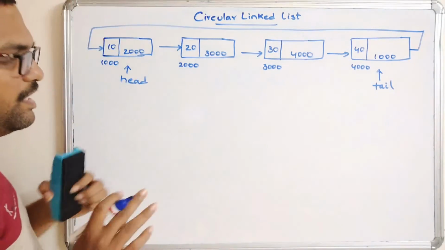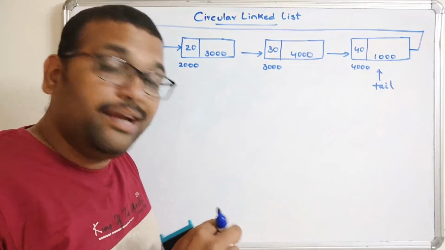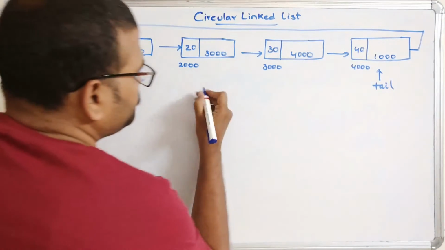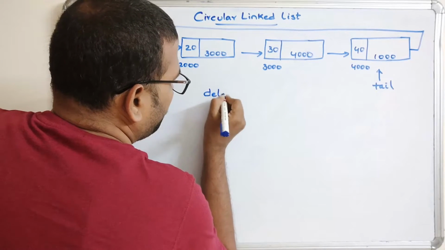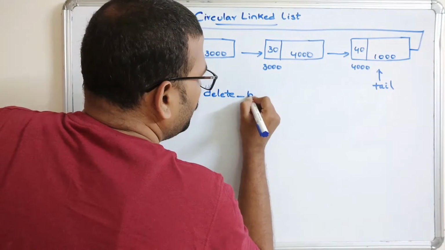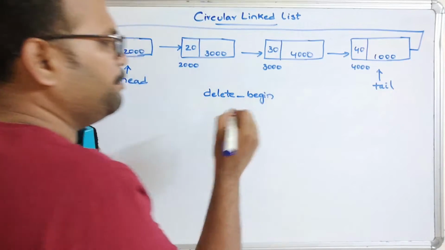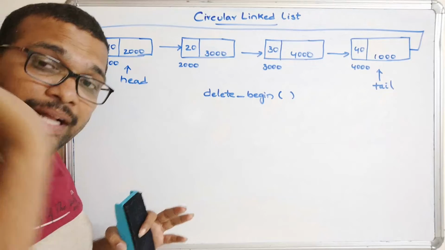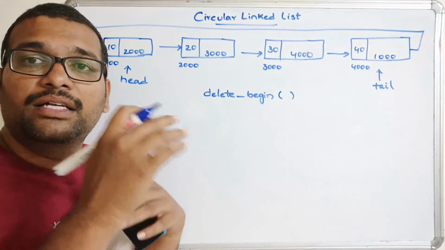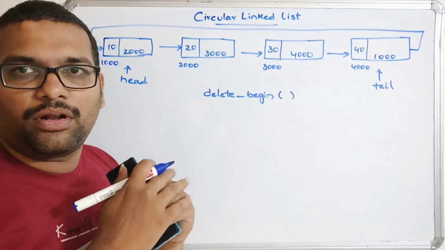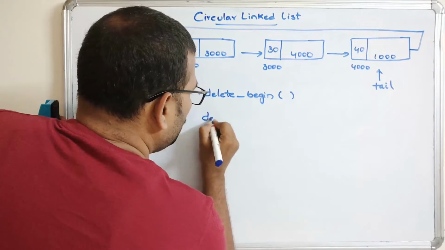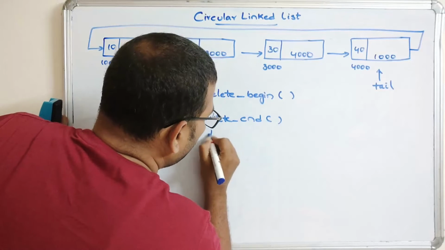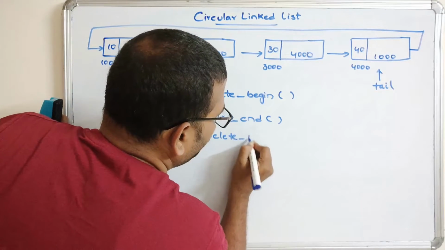Now we'll see deletion at the beginning. We need to delete the element from the first position. Whatever it may be, deletion at the beginning, at the end, or at a specific position, one thing we need to check is whether the circular linked list is empty or not.